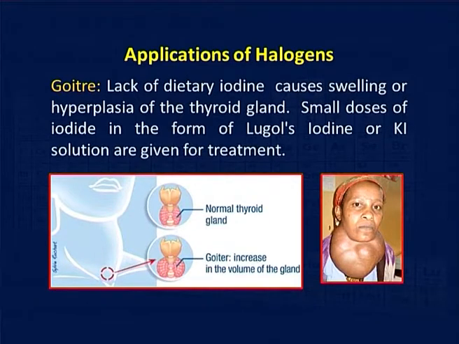It is the presentation for goiter. This is the status of the normal thyroid gland, and this thyroid gland is getting increased in the volume of the gland, in this representation, and this is the state of the throat in such a deficiency. It all appears due to the lack of dietary iodine, which causes such swelling of the throat. It can be treated with potassium iodide solution or Lugol's iodine.